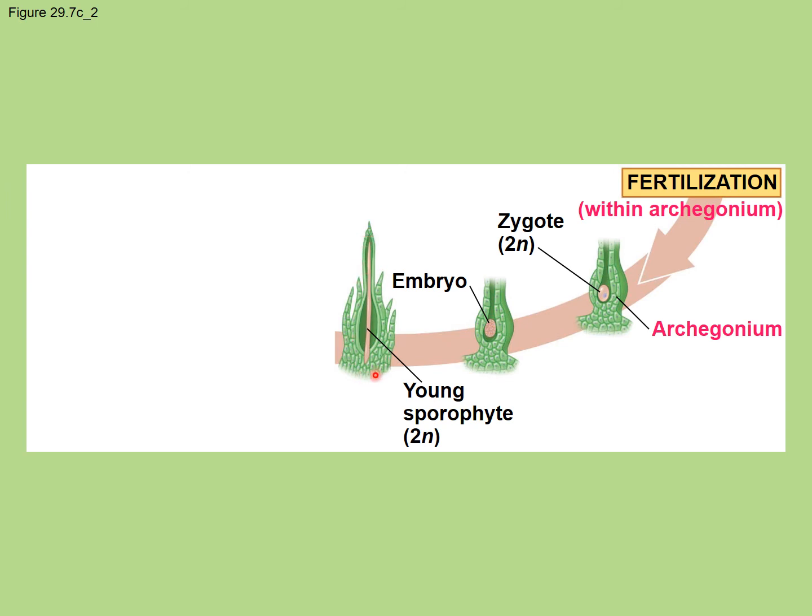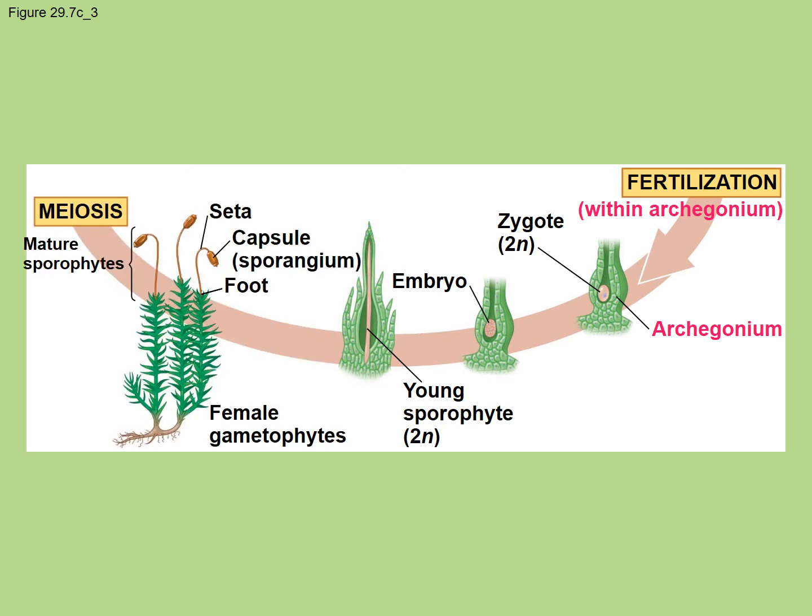So this green part is the gametophyte. And then it's going to develop into these mature sporophytes, right? So this is the sporophyte, and it has a foot, which basically attaches it to the gametophyte. It has the seta, which is like a stem, and then the capsule, which is the sporangium. This is where the spores are produced. Okay, so that's where we started with this life cycle.